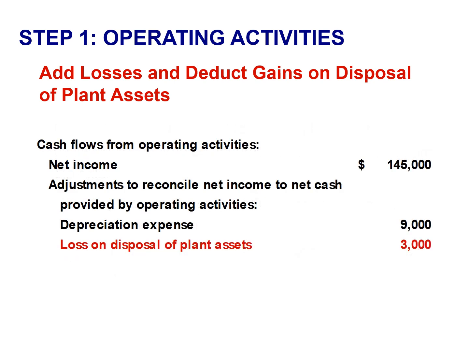We know the company sold equipment with a book value of $7,000. Again, the cost was $8,000 and the accumulated depreciation was $1,000. And we sold it for $4,000 cash, so they had a loss of $3,000. So we need to add back the loss on disposal of plant assets.